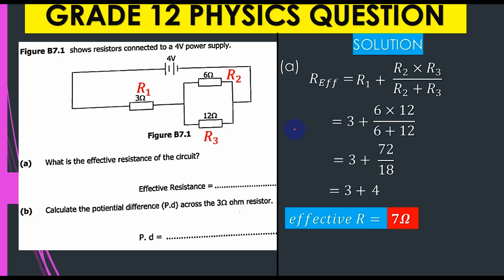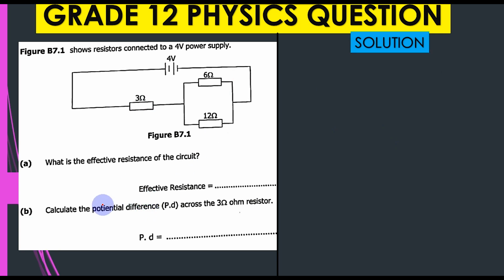All right, we proceed to the next question. They're saying calculate the potential difference across the 3 ohms resistor. We want to know the potential difference for this 3 ohms resistor.